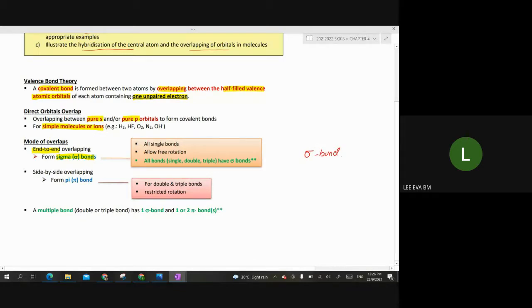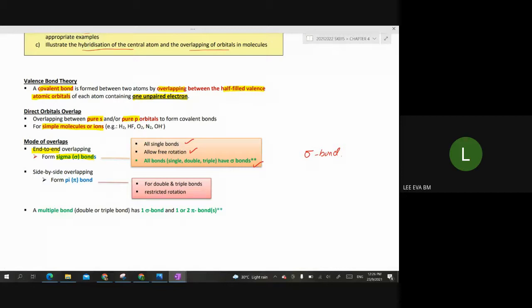So this sigma bond is for all single bonds. And usually all bonds also consider, it's like a basic. Semua bonds, dia akan ada sigma. Single bond ada, double bond ada, triple bond pun ada. It's a basic bond for all. Tapi kita cakap semua single bond, memang dia satu bond saja, that is sigma. Single sigma. Okay. And then this sigma bond is free rotated. It can have free rotation.